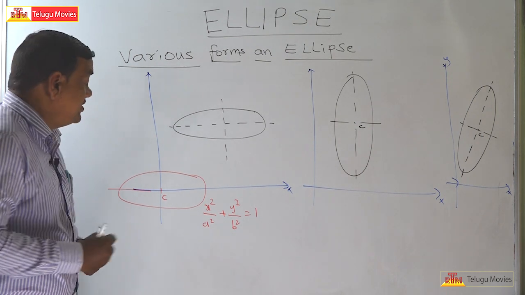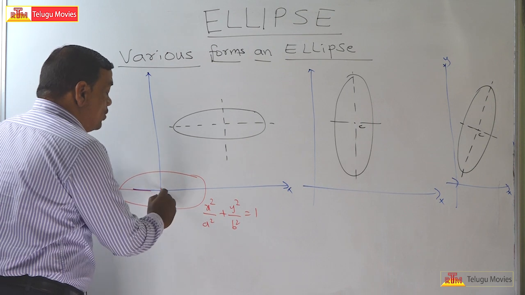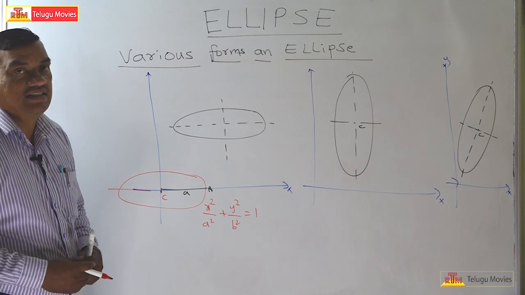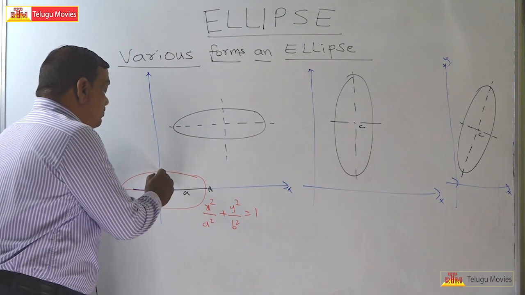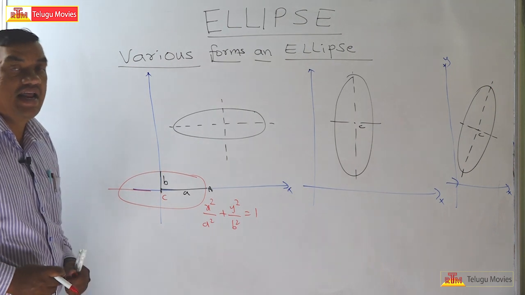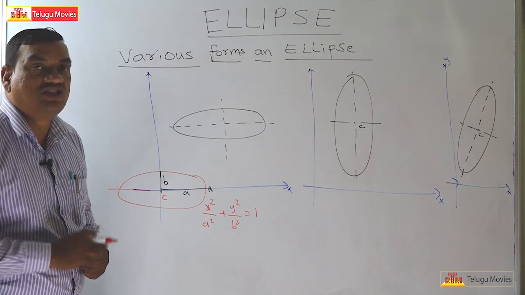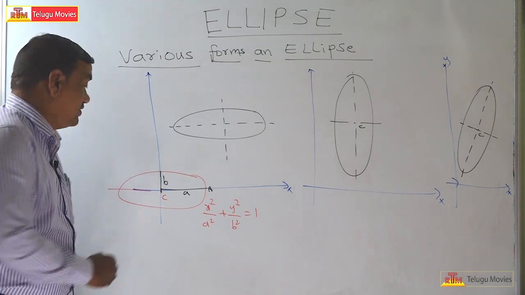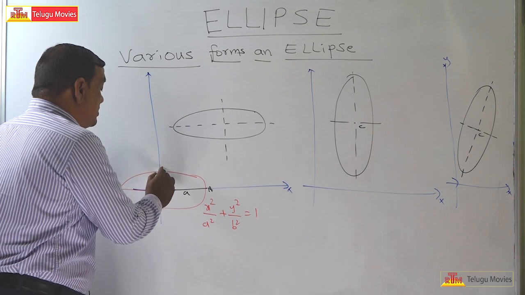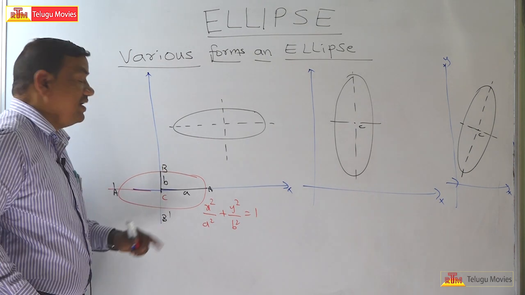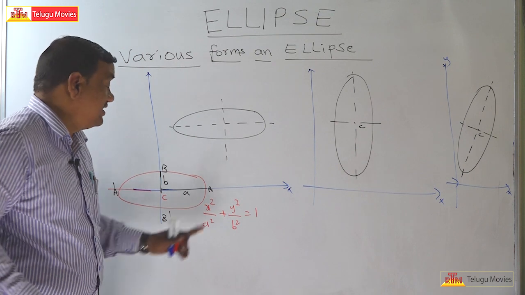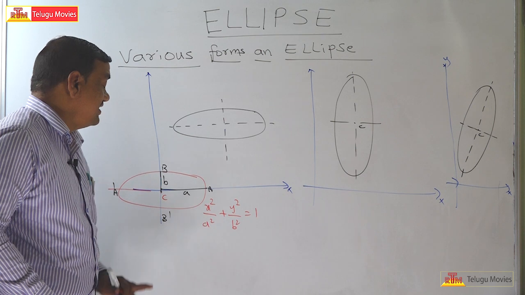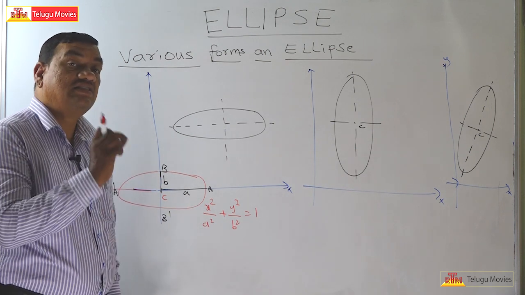Here a is the distance from the center to one of the vertices, that is the semi-major axis, a. What is b? This is the semi-minor axis. The length of the semi-minor axis is b, and small a is the length of the semi-major axis. So a dash and b dash: b dash is the minor axis, a dash is the major axis. The length of the semi-major axis is a, the length of the semi-minor axis is b.